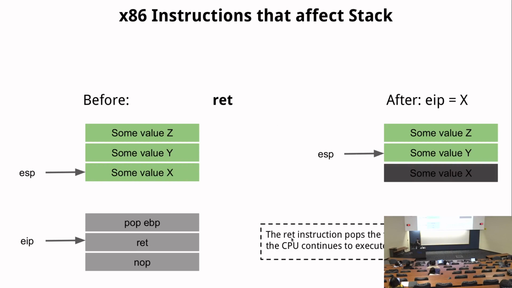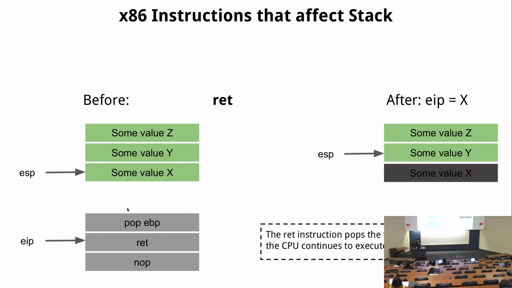So the return instruction will pop whatever ESP points to into EIP. And EIP points to whatever is to be executed next. So this tells the CPU to continue executing from another place.